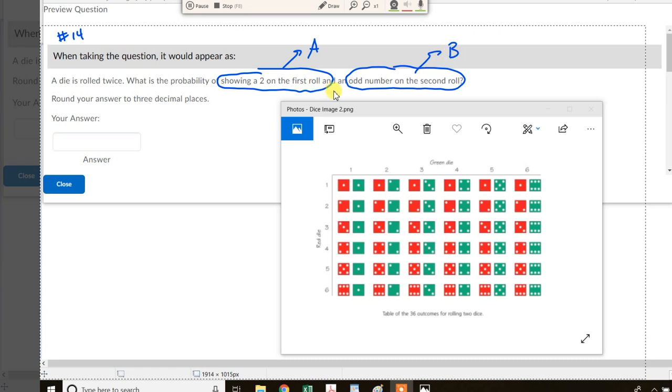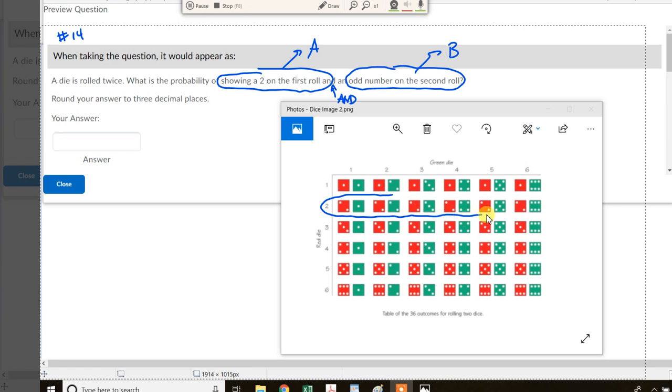And it's an and, right? And means what? Well, can we multiply? How do we get this? Well, let's see. First of all, where is the 2 on the first roll? So the red die is the first roll, the green die is the second roll. So if I get a 2 on the first roll, the only way for that to happen, the first roll is the red die. So a 2 on the first roll would be all of these outcomes right here.